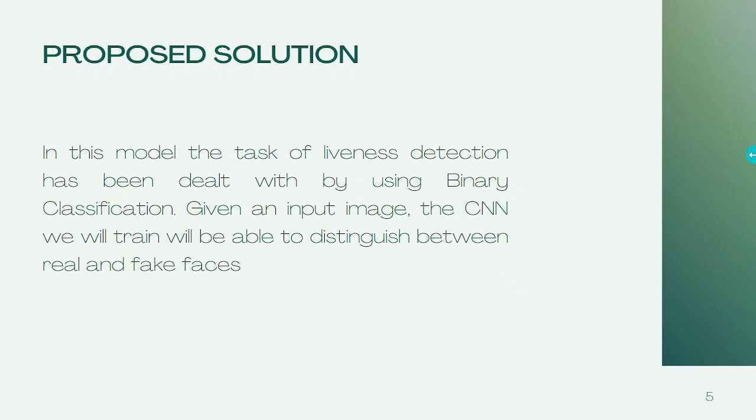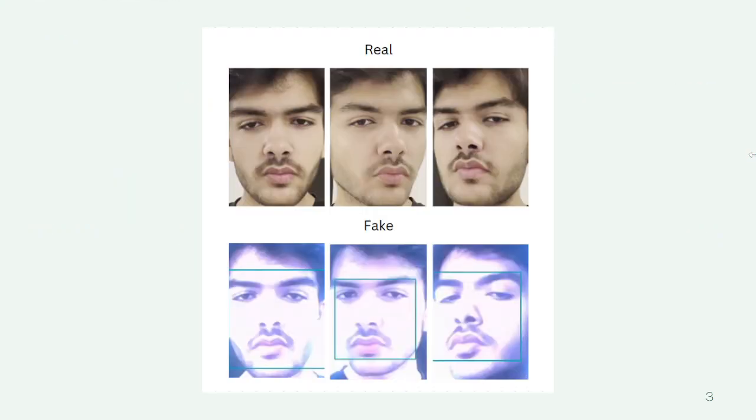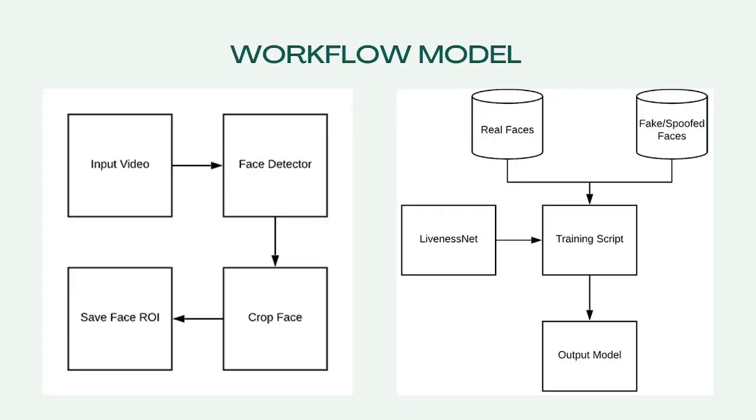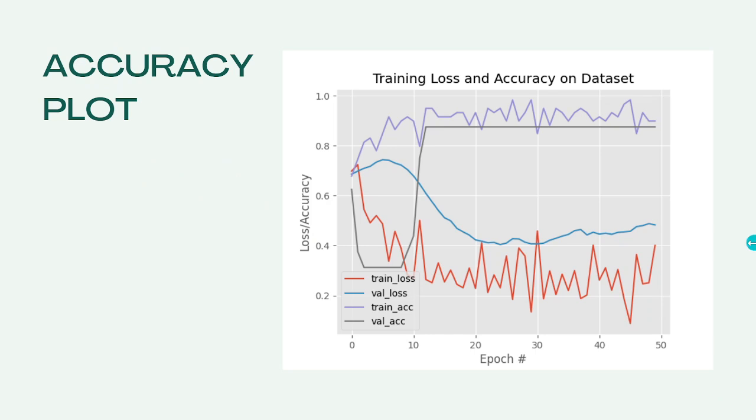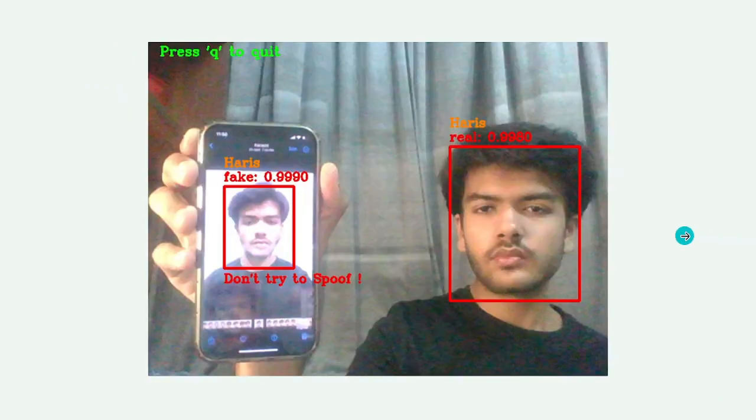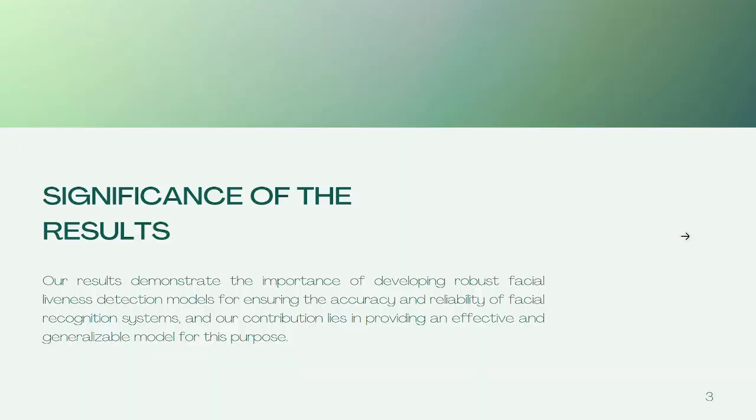So the dataset has been described. These are the face ROIs that are collected from the real and the fake videos that we used. The methodology has been defined. This is the basic workflow model. The input video is fed into the face detector that crops the face and saves the face ROIs. The real and the fake faces are fed into the training script that uses the liveness model that we created and then trains our model. The results have been shared. This is the accuracy plot that I have already shown. These are the results in real time.